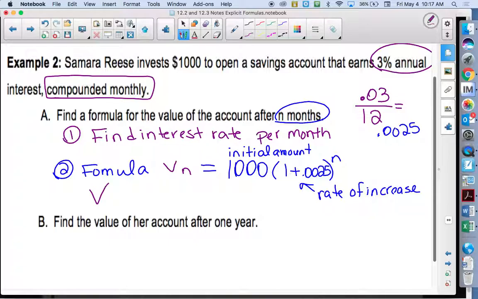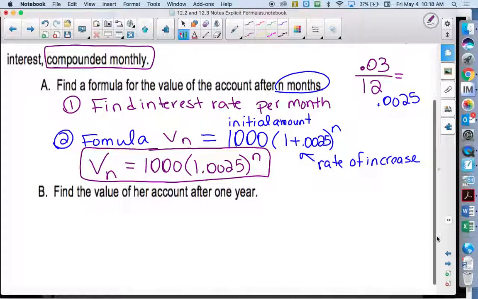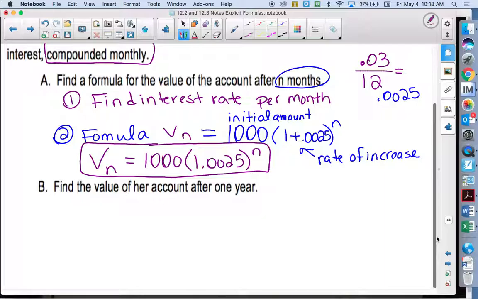So if we just simplify this a little bit, we would have 1,000 and then 1 plus 0.0025 is just 1.0025 to the nth power. So this would be our formula to represent the value in the account. I just use V for value because that's what it asked for. That is exactly the same thing we did back in chapter 7. We took the rate, divided it by the number of times it was compounded, and then plugged it into the formula, or to write a formula.